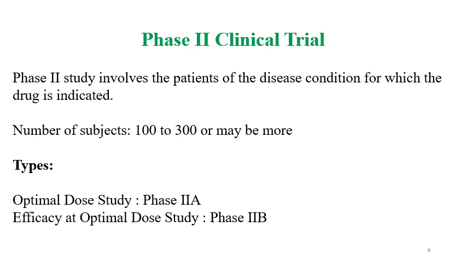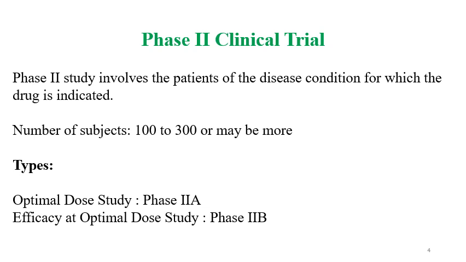Phase 2 study involves patients of the disease condition for which the drug is indicated. So mainly the patients are enrolled for the phase 2 clinical trials, and the number of subjects varies from 100 to 300, or there may be more subjects based on the study requirements and the treatment.